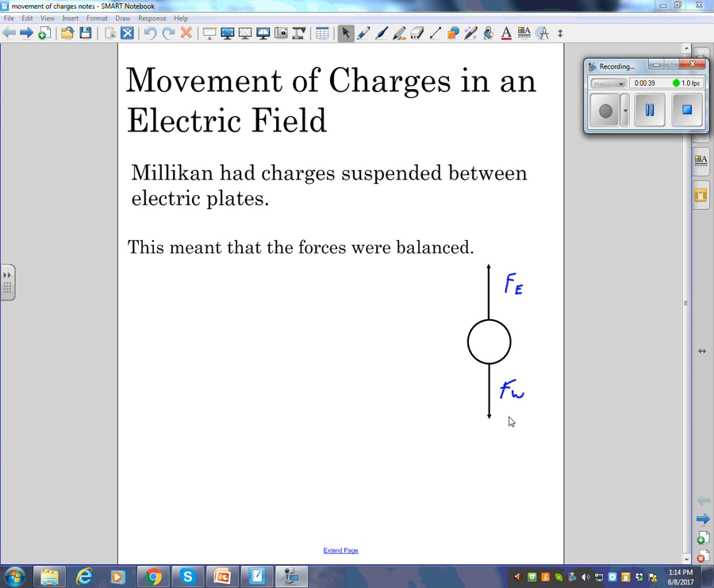Okay. So now the big question is, what happens if they're not balanced? You'll accelerate one way or the other, right? This is in fact really no different than if I just take this.